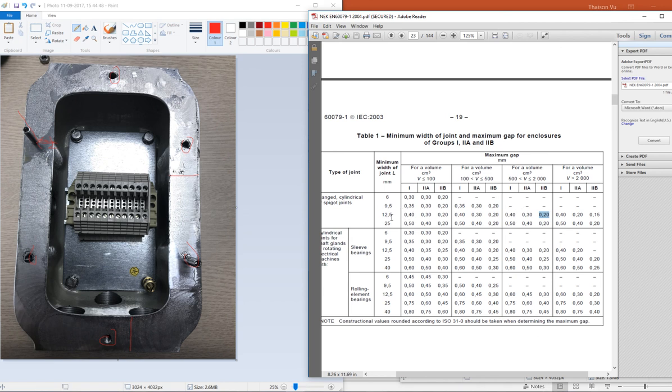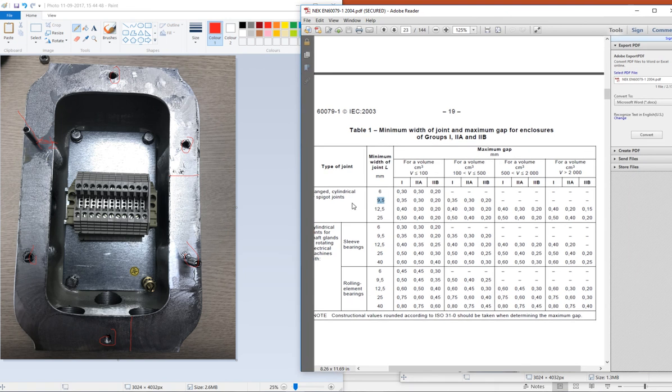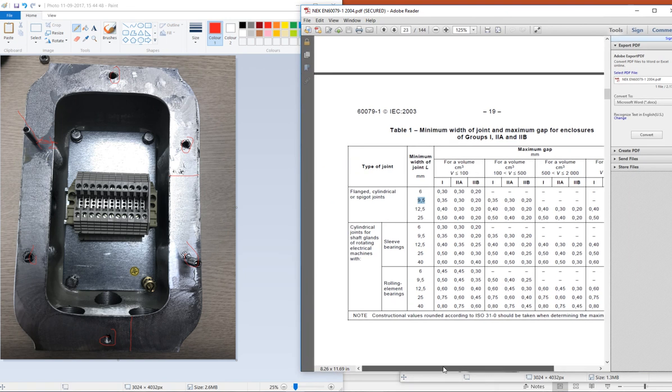So as you know now, if this volume without internal components is this, the minimum is 12.5 millimeter length in the flame path, and in case the volume is between 100 and 500, it can be a minimum of 9.5 length in the flame path. So now I think I've shown you how to find and how to calculate the flame path by using this table.